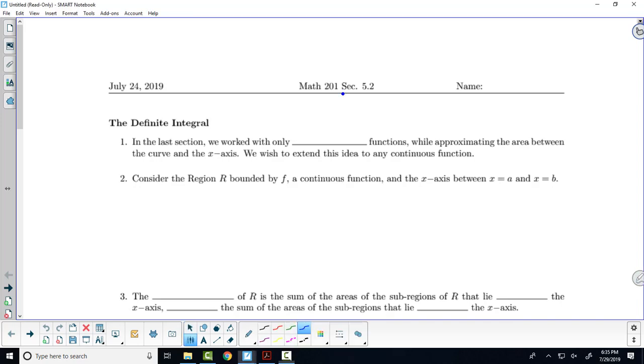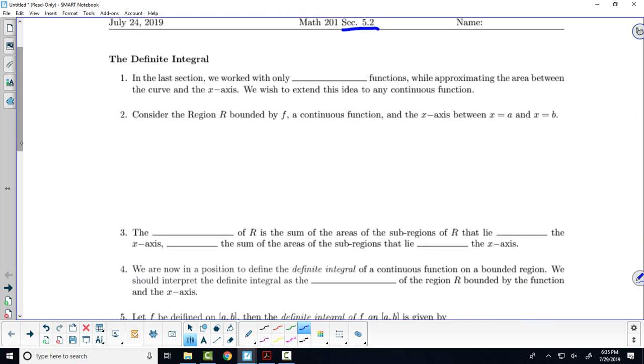All right, so this is section 5.2. It's going to be a continuation of what we did with the Riemann sum. Specifically, if you watched the overview section, we've already given the fundamental theorem of calculus, which is the big result which greatly simplifies what we're going to do in section 5.2. We can't use the fundamental theorem of calculus to help us with 5.2. In the last section, meaning 5.1, we worked only with positive value functions.